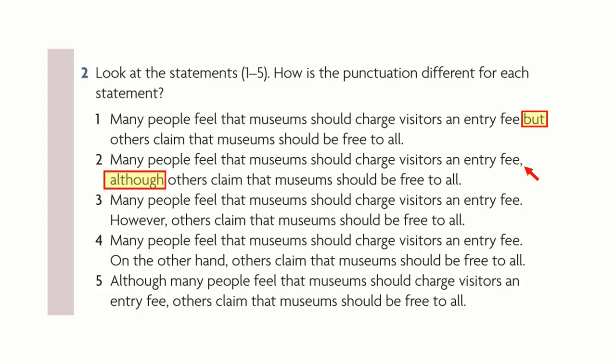Now read sentence 3, 4 and 5 and observe the punctuation in all three sentences. When you are done, we will see how the punctuation has been used in these three sentences.